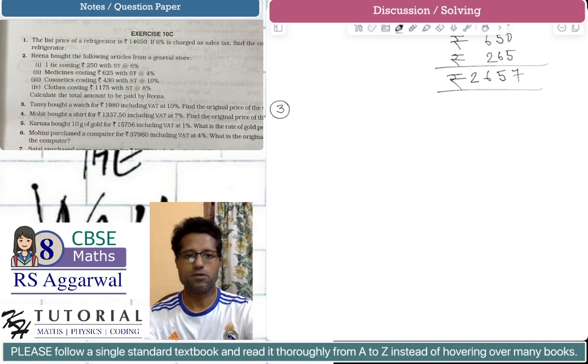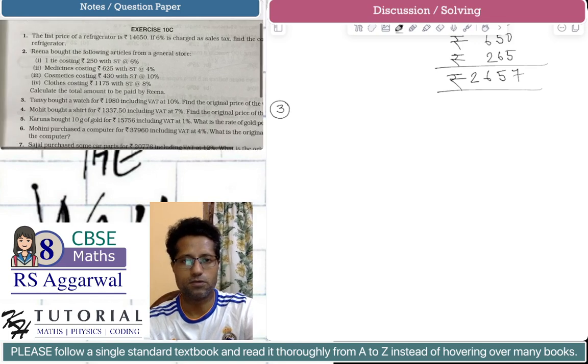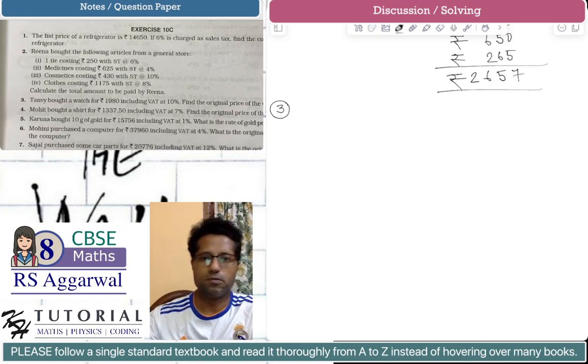Tanvi bought a watch for rupees 1980, including VAT at 10%. Find the original price of the watch. Okay, so there is a VAT.